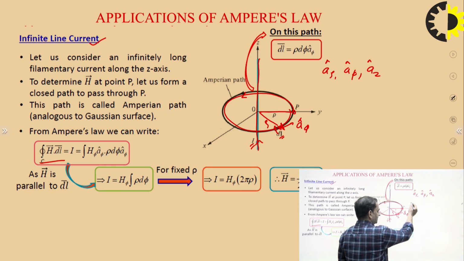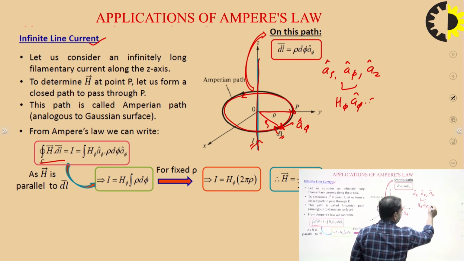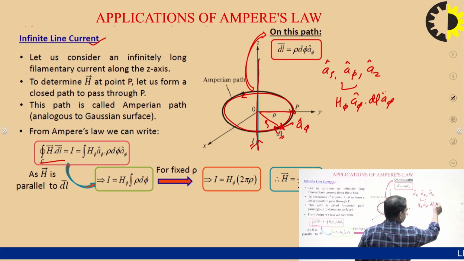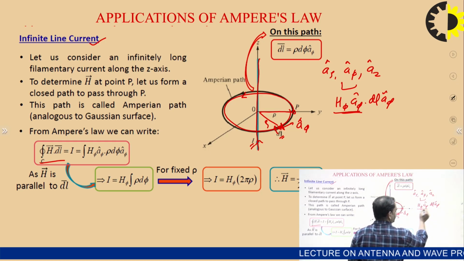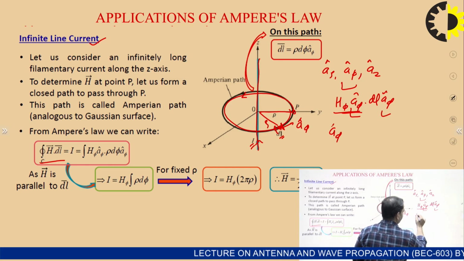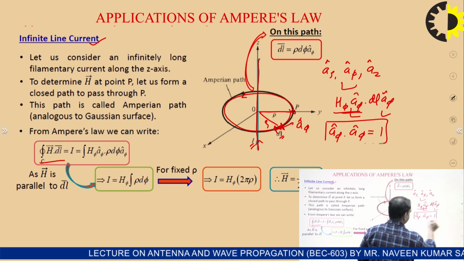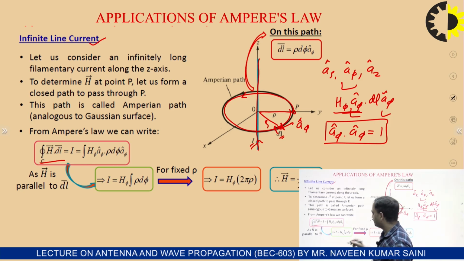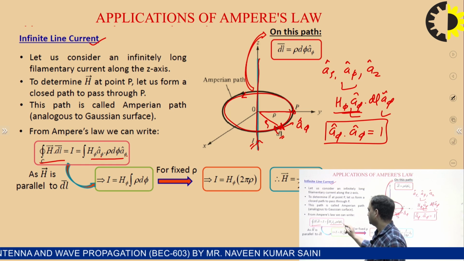So if I am writing H phi for this case, dL must be in the same direction, that is A phi. So for the multiplication we take H phi A phi. This A phi and this A phi, A phi dot A phi, will be 1. The same concept we have applied here, A phi dot A phi is 1.